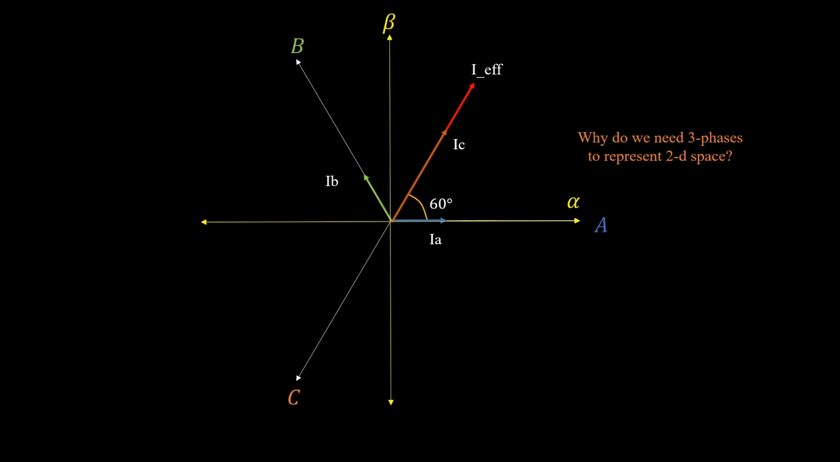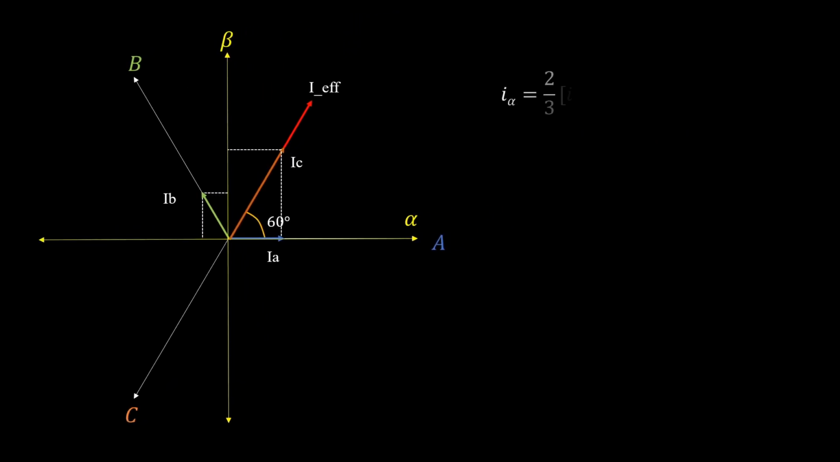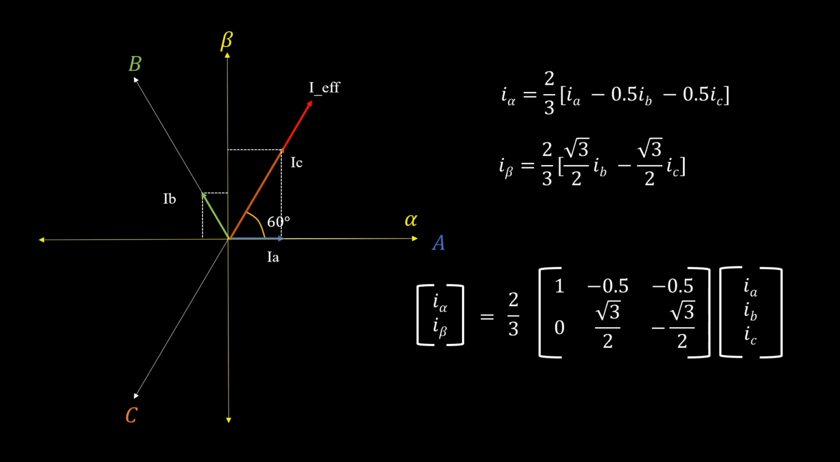What I'm suggesting is, let us convert our three-phase currents IA, IB and IC into two, I alpha and I beta. We just need to take the projection of these currents in the alpha and beta axis to get this formula. We can also represent this same equation in the matrix form. This is called Clarke Transformation.